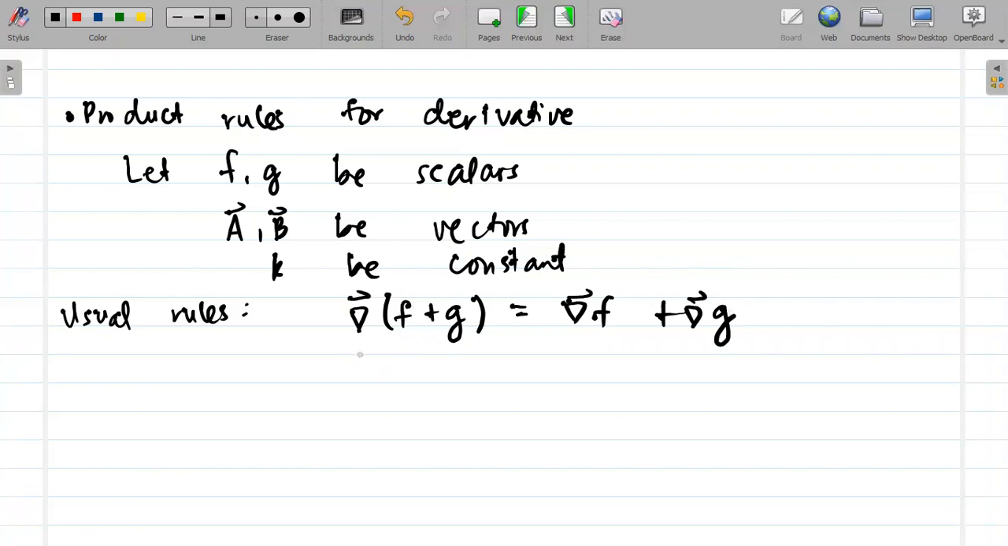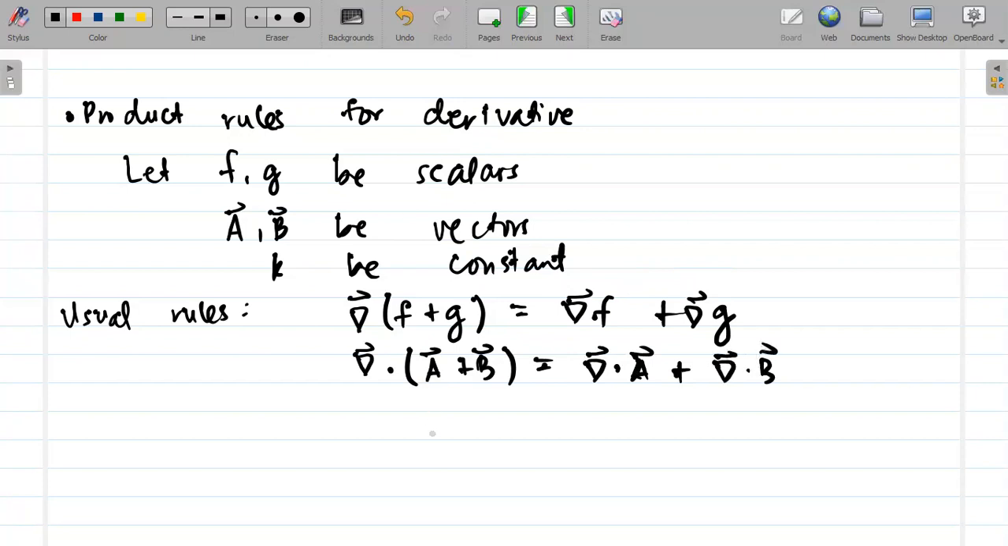Ano ang divergence? Class, saan nag-act ang divergence? Sa scalar o sa vector? Vectors. Vectors po. Vector. Very good. A plus b. So, that is del dot a plus del dot b.